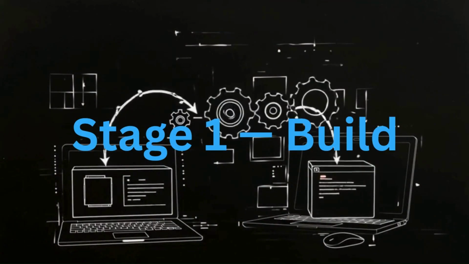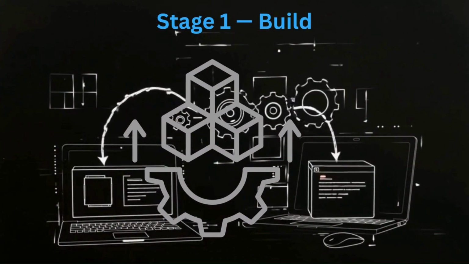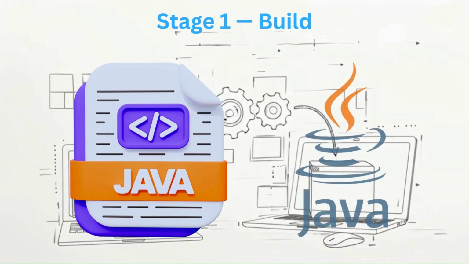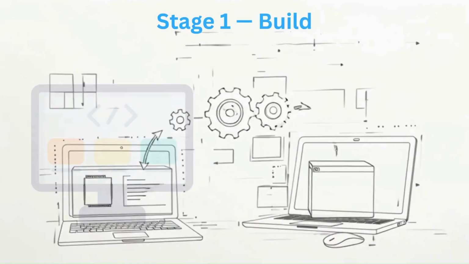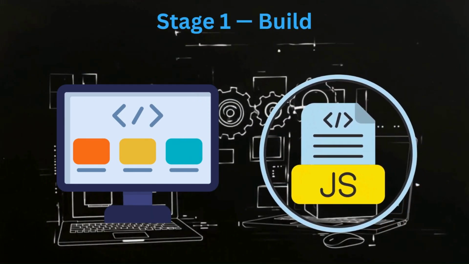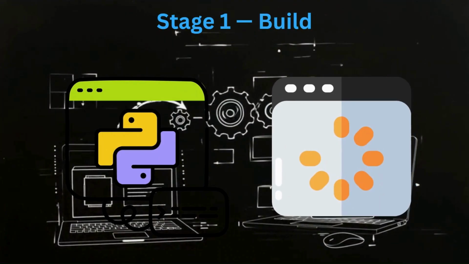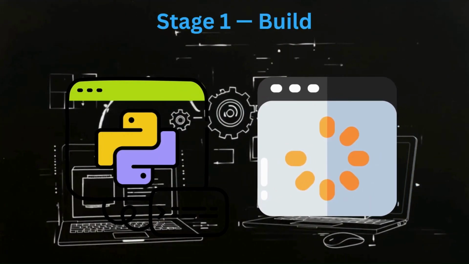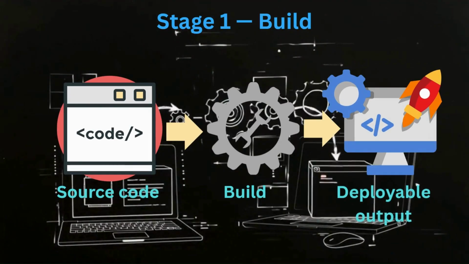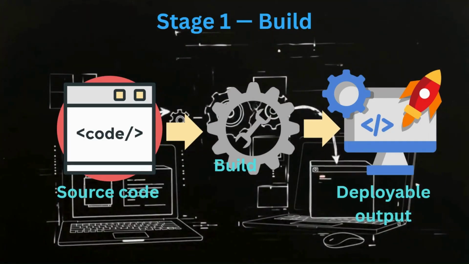Stage 1. Build. The first major stage is usually the build. What does building mean? It depends on the technology. For a Java application, the pipeline might compile Java code. For a front-end application, it might generate production-ready JavaScript files. For a Python application, the process may involve installing dependencies and packaging the application. The important idea is source code, build, deployable output. The pipeline takes developer code and produces something that can be tested and eventually deployed.